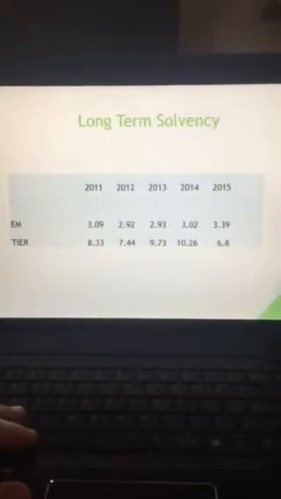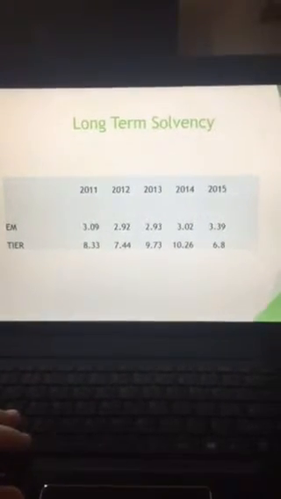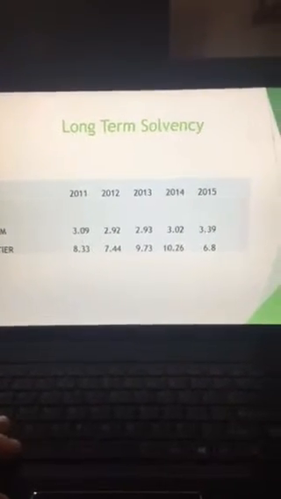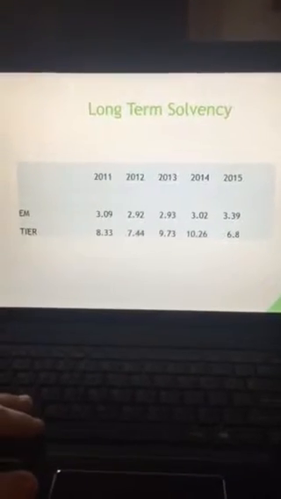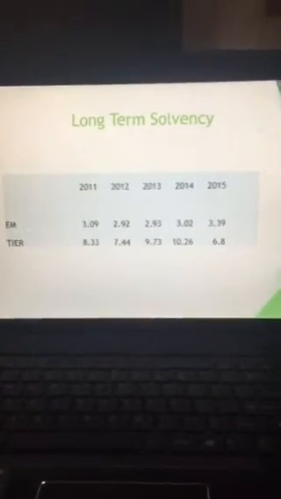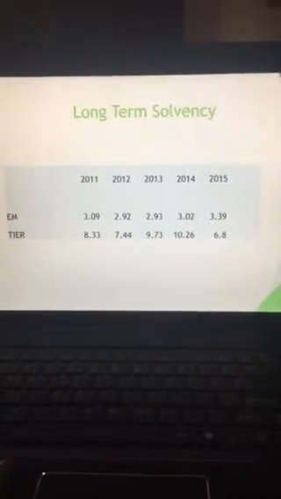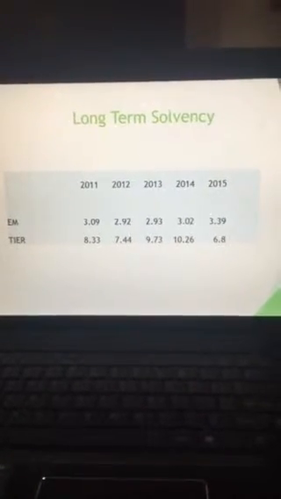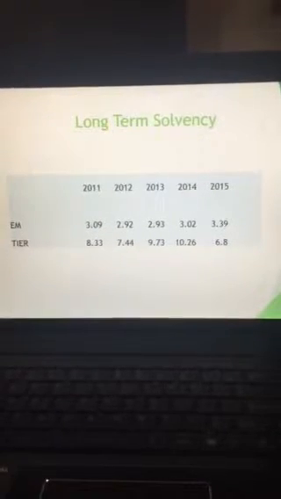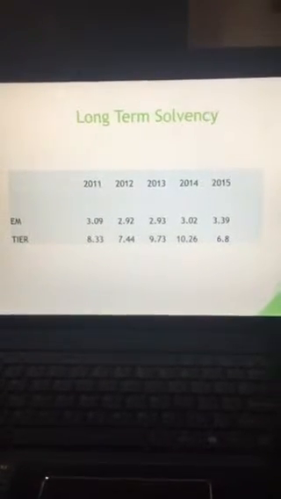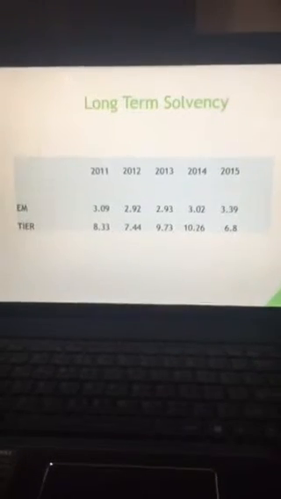The equity multiplier, you want that to be low. As you can see, it's actually rising. Times interest earned ratio, which is the ability to honor the company's debt. As you can see here, it increased from 2011 to 2014 and a slight decrease to 6.8 in 2015.